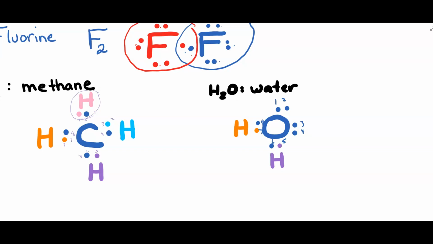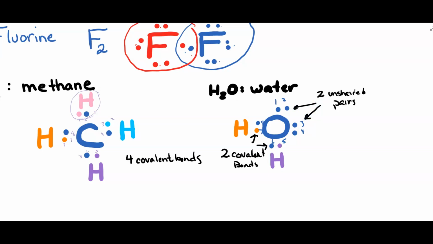In this, we have 2 covalent bonds, one right there and one right there. And we have 2 unshared electron pairs, one right there and one right there. Let's contrast that with the methane. We have 4 covalent bonds, 1, 2, 3, 4, and no unshared pairs.